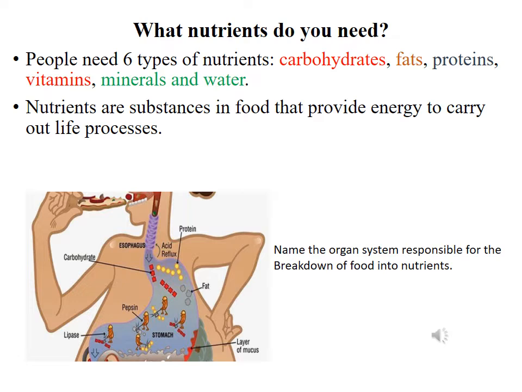After discussing the importance of food and the unit used to measure the food, now let's determine the nutrients found in the food that we eat. People need 6 types of nutrients: carbohydrates, fats, proteins, vitamins, minerals, and water. Nutrients are substances in food that provide energy to carry out life processes. Name the organ system responsible for the breakdown of food into nutrients. This organ system is the digestive system.